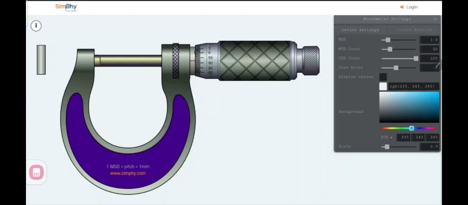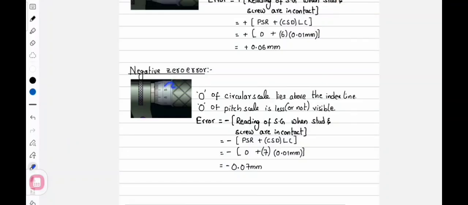So the zero error can be of two types. The 0 is above the reference line, and we cannot see any divisions on the pitch scale. Hardly visible. 0 is hardly visible. If these two conditions are satisfied, then it is said to be negative zero error. 0 of circular scale lies above the index line. Second, 0 of pitch scale is not visible or hardly visible. In that case, error is said to be negative.